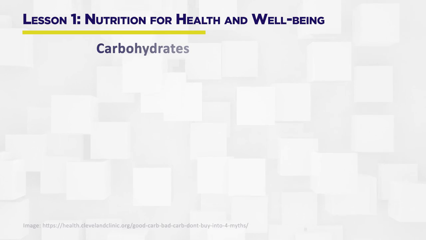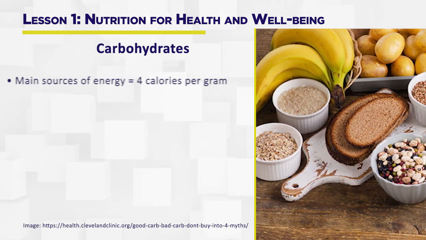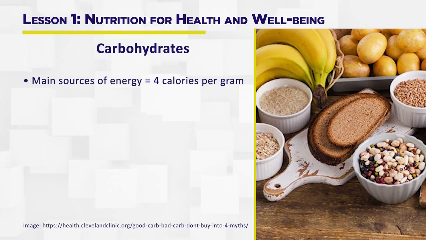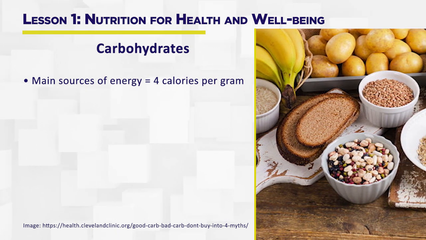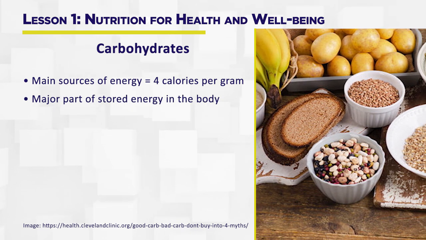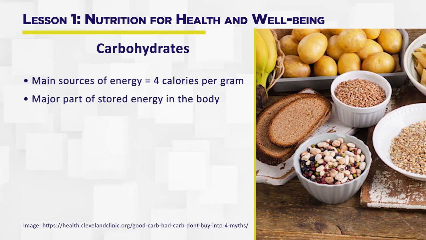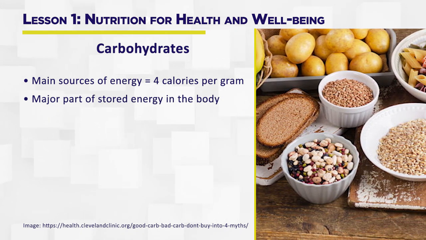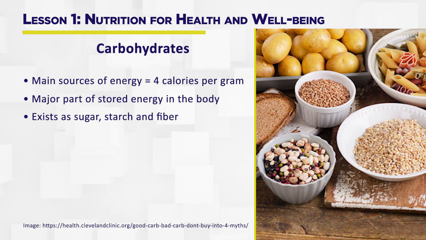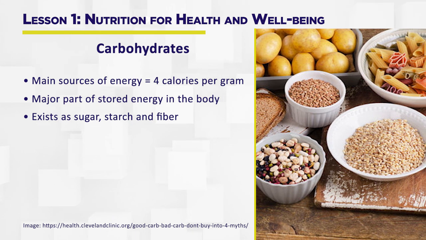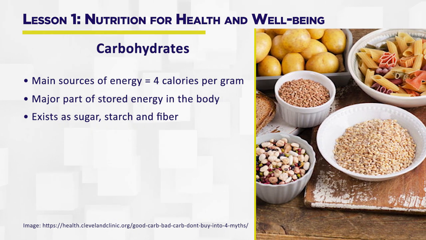Let me start with carbohydrates. Carbohydrates are main sources of energy. It provides 4 calories of energy per gram. They form the major part of stored energy in the body, and as food, it exists as sugar, starch, and fiber. The brain needs sugar in the form of glucose.